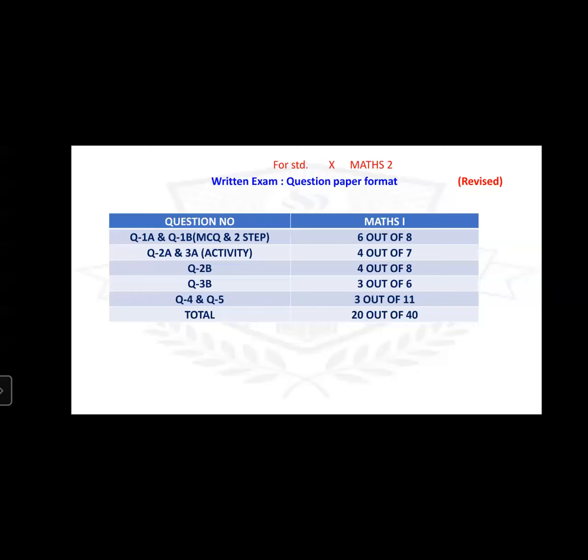Now question number 2B, we have to solve any 4 questions. So 4 into 2 is equal to 8 and we expect 4 out of 8. Question number 3B, we have to solve 2 questions, each carrying 3 marks. That is a total of 6 marks, but we expect only 3 marks out of 6. Question number 4 and question number 5, we expect only 3 out of 11. So in this way, the expected marks are 20 out of 40, and 20 in Maths 1 plus 20 in Maths 2 is equal to 40. This is the expected marks. Okay, now next.